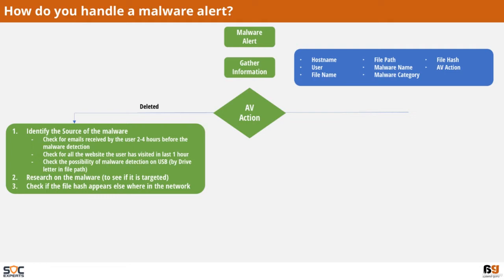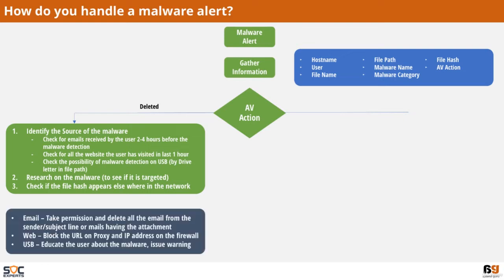Followed by that, we also do research on the malware to see if it is a targeted attack or a commodity attack. For example, if the malware was trying to steal some information related to the financial sector, like the banking sector, and your organization deals with the financial sector, then that might actually be a targeted malware. And then we also check if the file hashes appear elsewhere in the network.